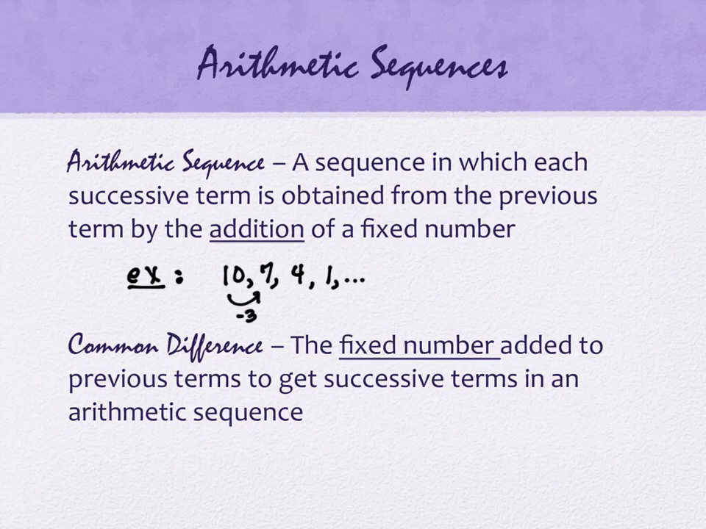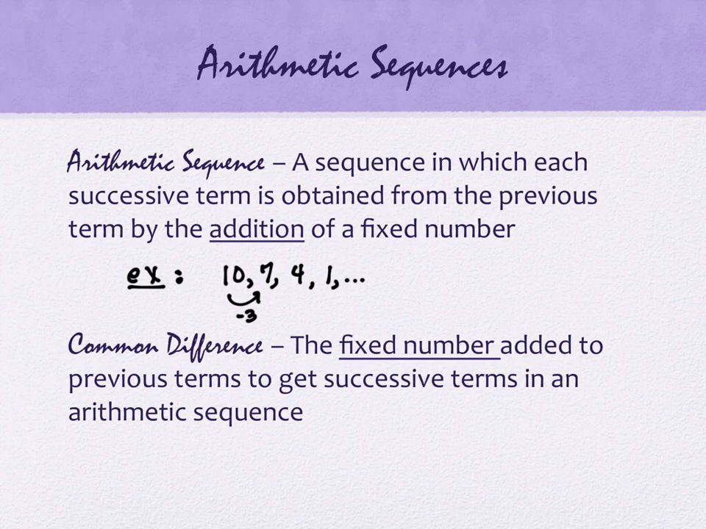-3. Now, you're welcome to think of it as subtracting 3. That's fine. It's neither here nor there. But the definition, calling it addition of a number, works if you're adding a negative. Okay? This negative term right here, this -3, is called the common difference. It is the fixed number that's added or subtracted to get the next term each time.